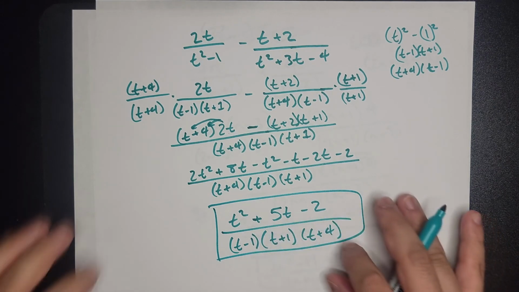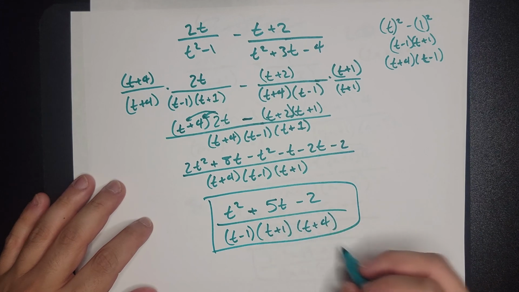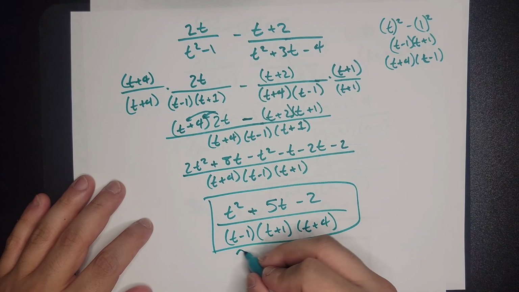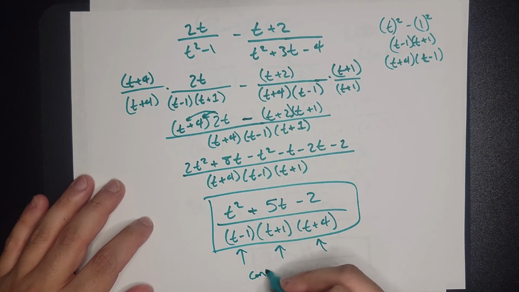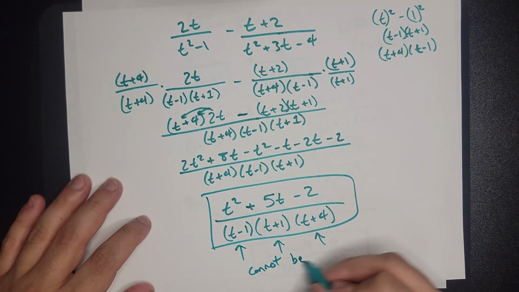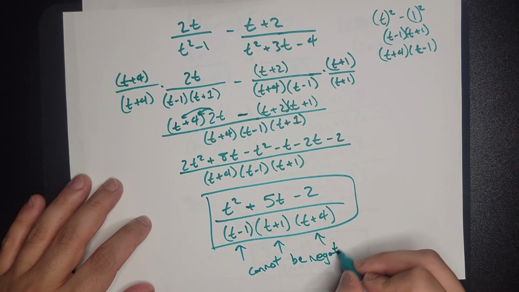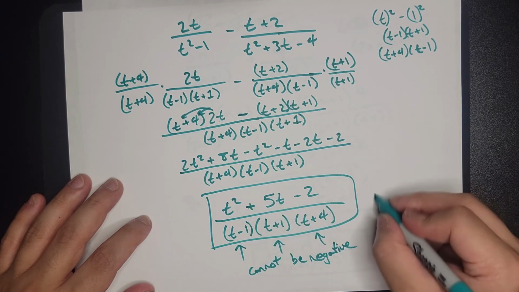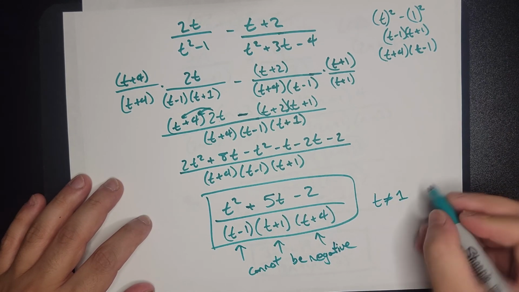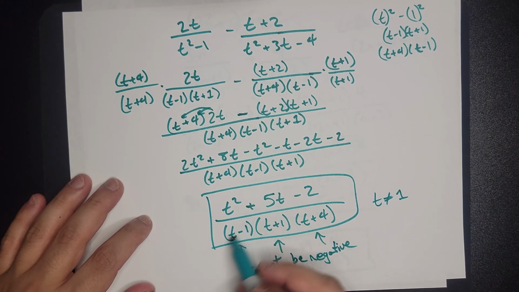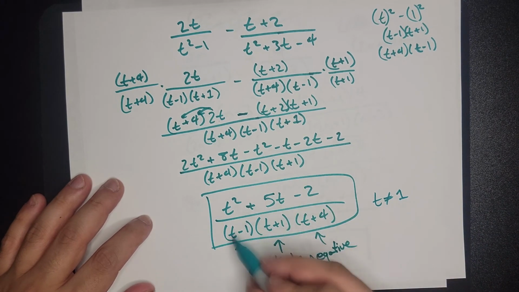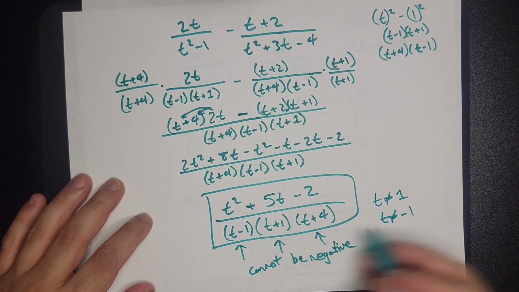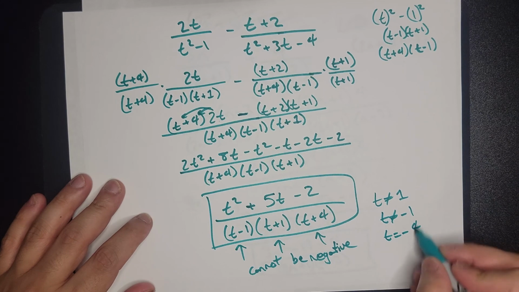If you ever are asked to find the restrictions on this, just understand that the denominator cannot be zero. So t in this bracket, t cannot be 1, because if it is 1, this will be 0, and the whole denominator will be 0. 0 times anything is 0. And this one, it cannot be negative 1, and t cannot be negative 4.